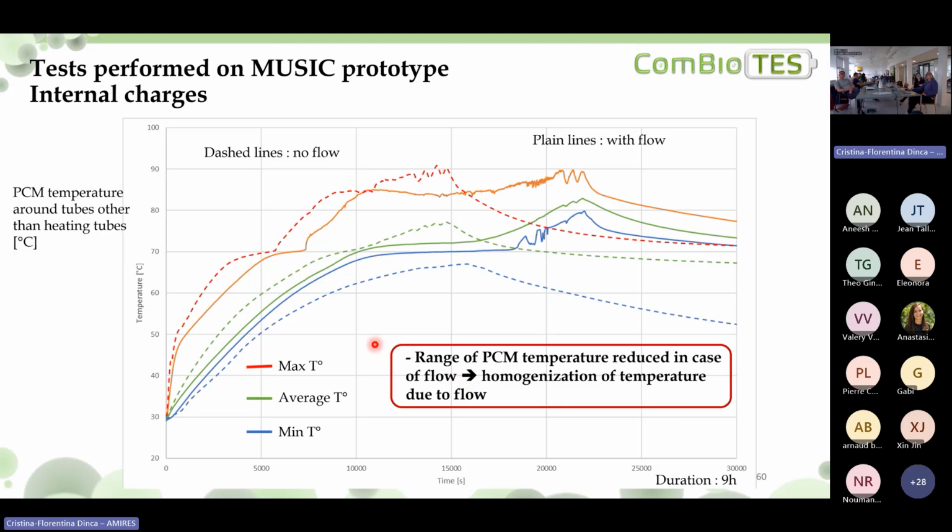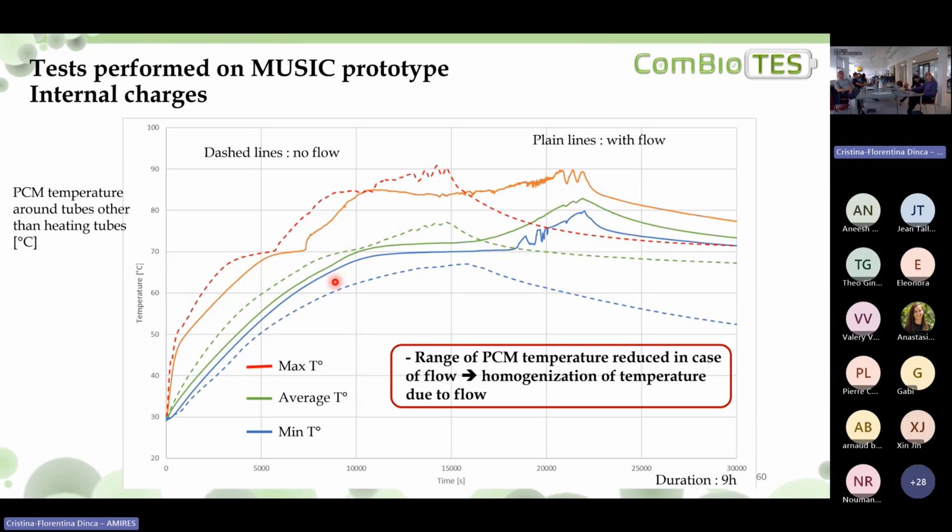And here is a graph presenting the temperature around the tubes that are not heated, so the tubes that are further from the heating elements. And there are 3 curves for each test. In red, the maximum temperature. In blue, the minimum temperature. In green, the average temperature of all PCM temperature measured, but further away from the heating tubes.